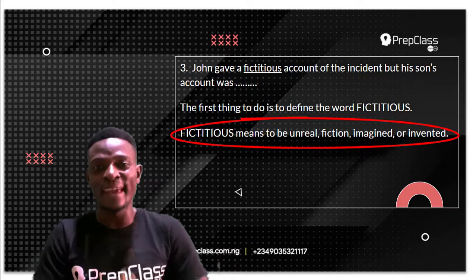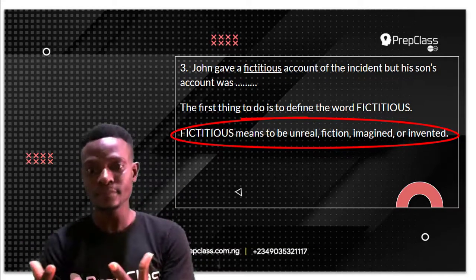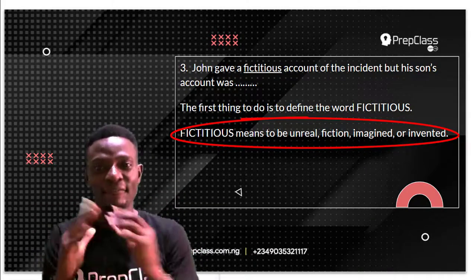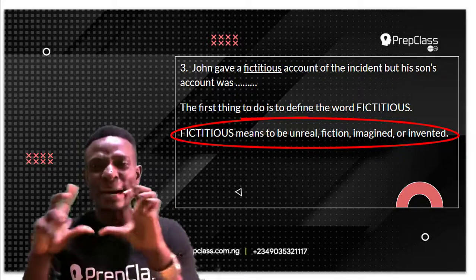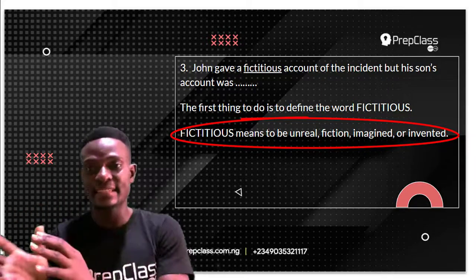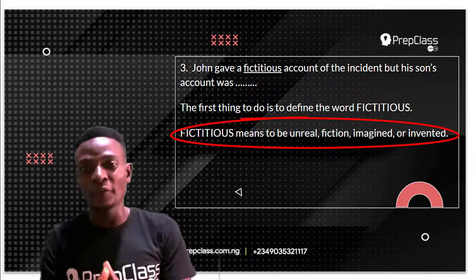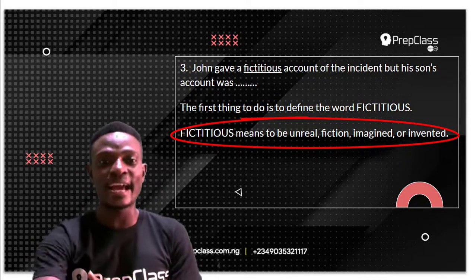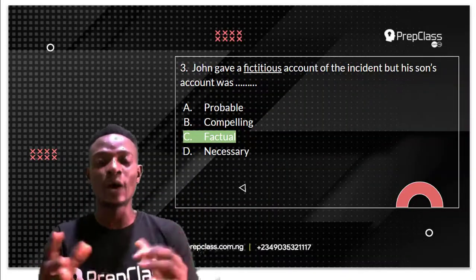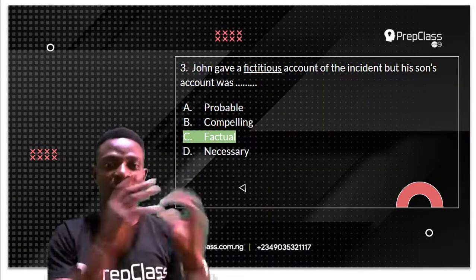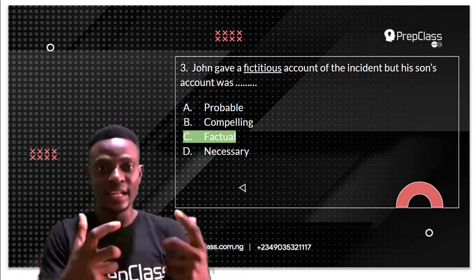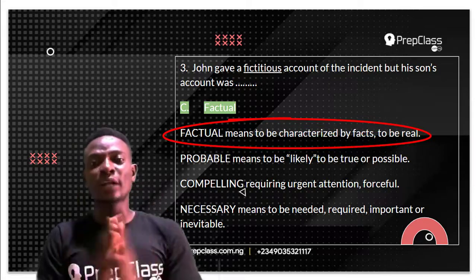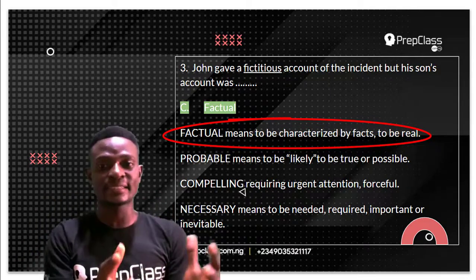The word fictitious means to be unreal. Something that is a fiction, something that is imagined or invented. John gave an imagined account of the incident, an invented account, an unreal account of the incident, but his son's account was factual. Now, the opposite of fictitious is factual. If it is not unreal, it is real. Something that is real is factual. Now, factual means to be characterized by facts, to be real.